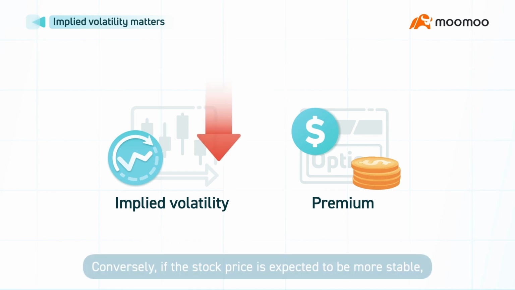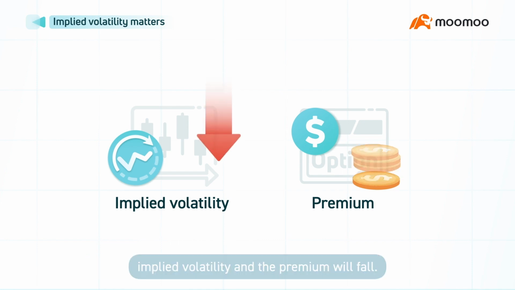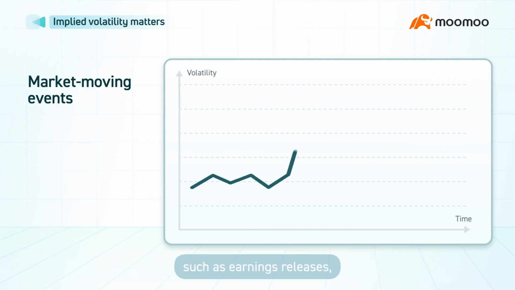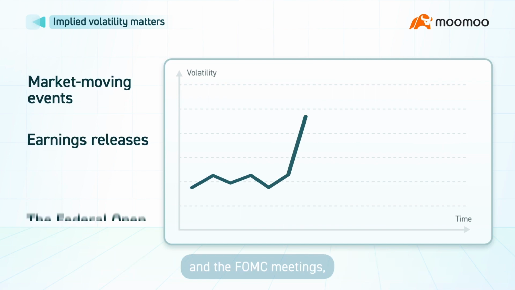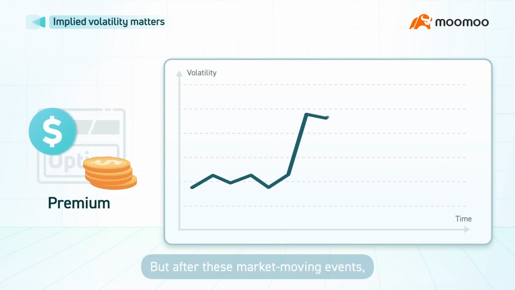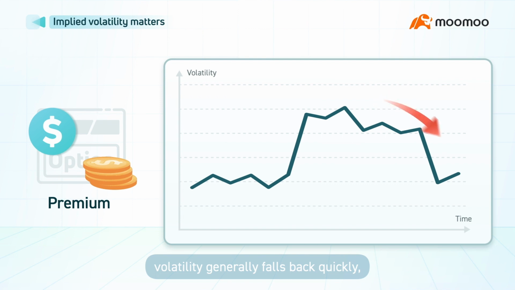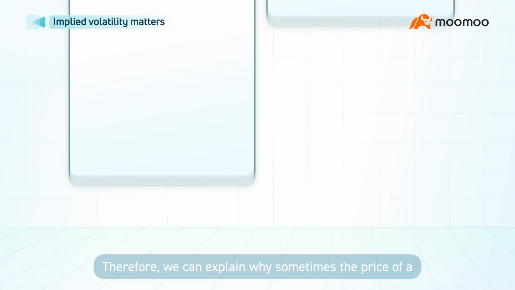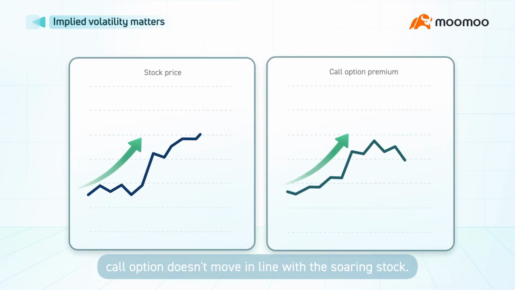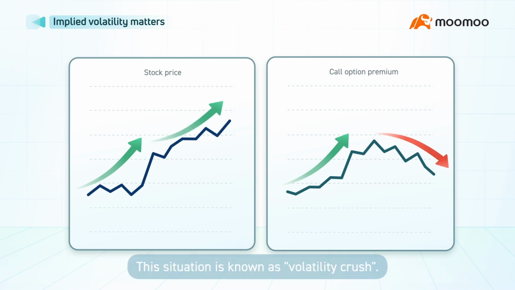Conversely, if the stock price is expected to be more stable, implied volatility and the premium will fall. Volatility tends to rise sharply before major events, such as earnings releases and the FOMC meetings, with options premiums moving up correspondingly. But after these market-moving events, volatility generally falls back quickly, driving down premiums. Therefore, we can explain why sometimes the prices of a call option doesn't move in line with the soaring stock. This situation is known as volatility crush.